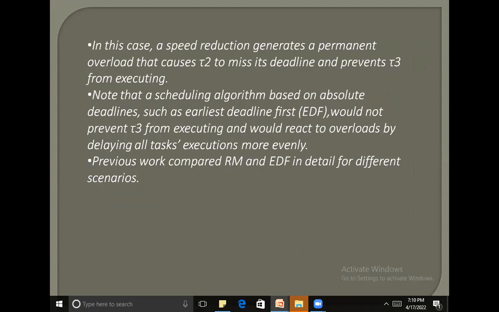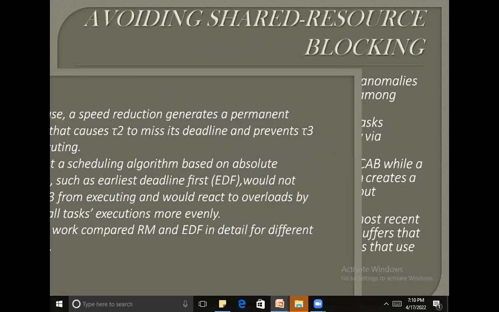and prevents task T3 from executing. Note that a scheduling algorithm based on absolute deadlines, such as earliest deadline first (EDF), would not prevent T3 from executing, and would react to overloads by delaying all task executions more evenly. Previous work compared RM and EDF, that is, earliest deadline first, in detail for different scenarios.